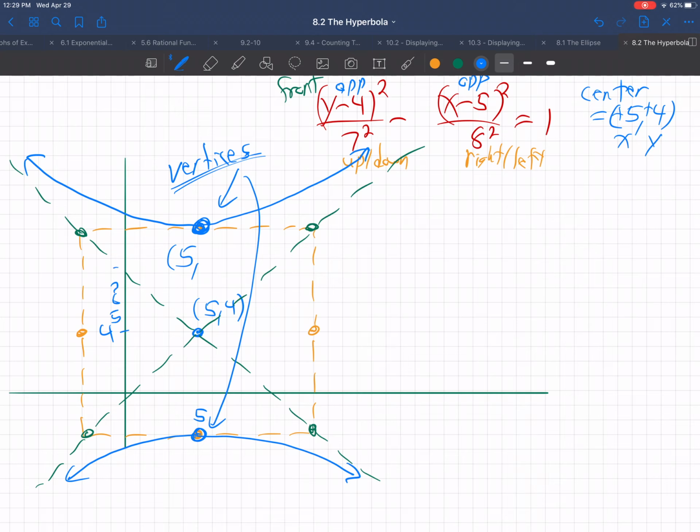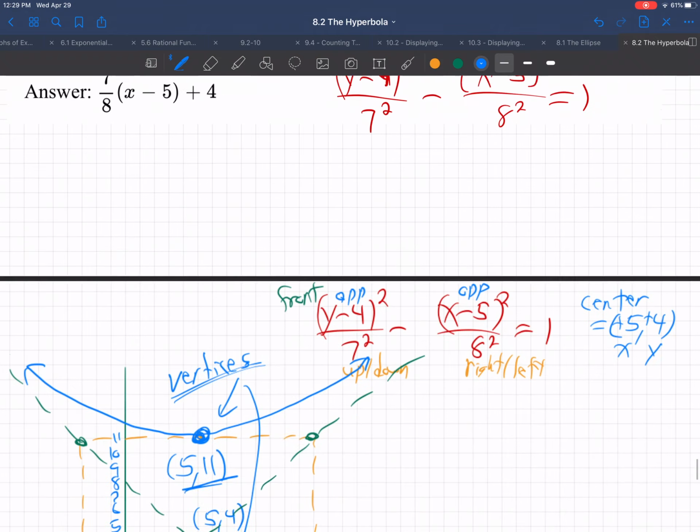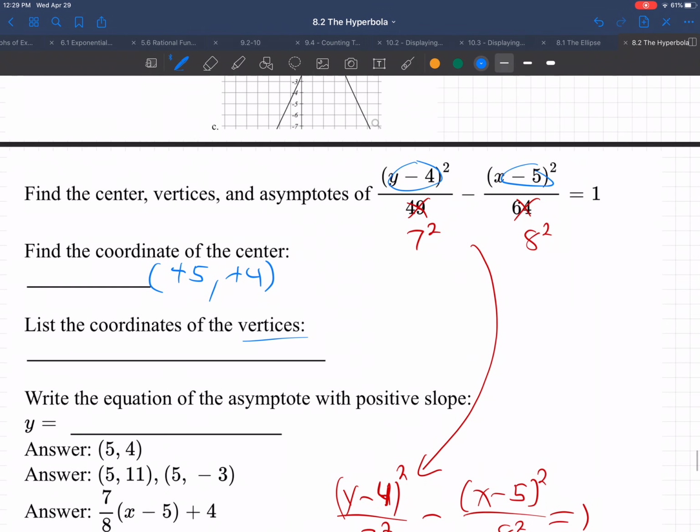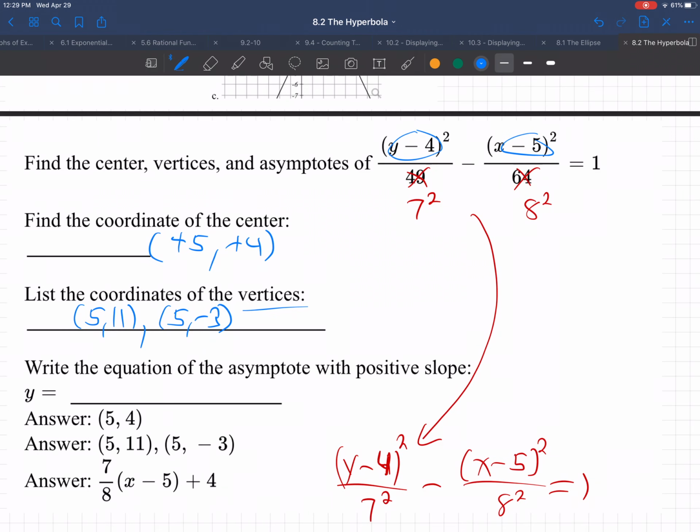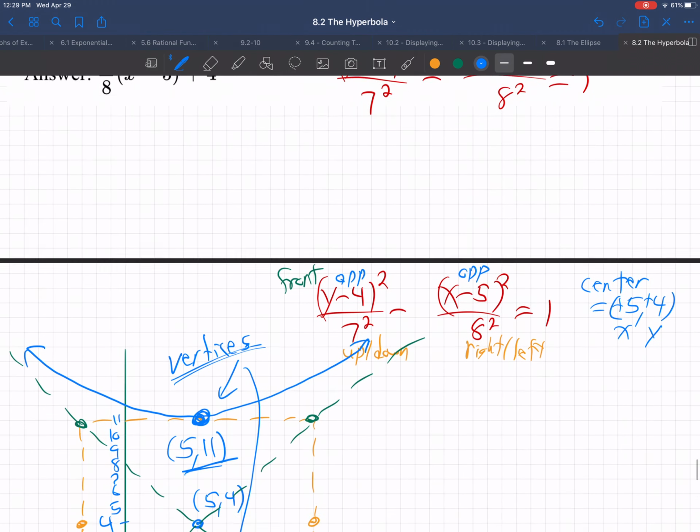5, 6, 7, 8, 9, 10, 11. Over 5, up 11. And this one is over 5, down 1, down 2, down 3. Over 5, down 3. So (5, 11) and (5, negative 3) are the two vertices. And then finally, it wants the equation of the asymptote with positive slope.